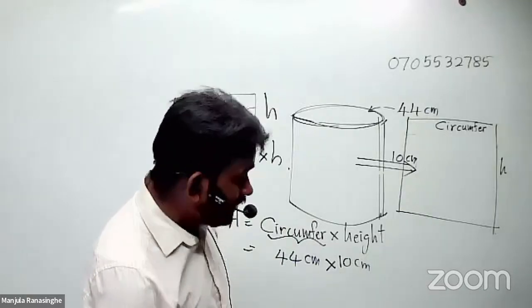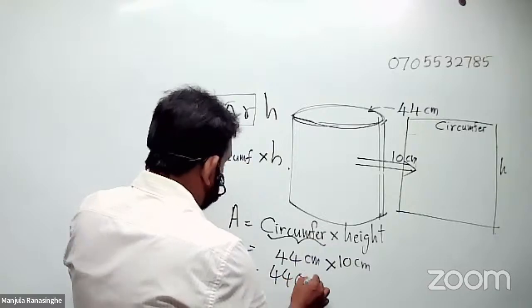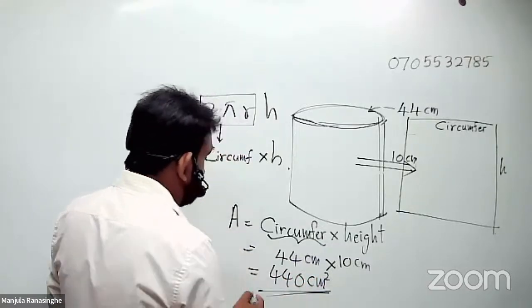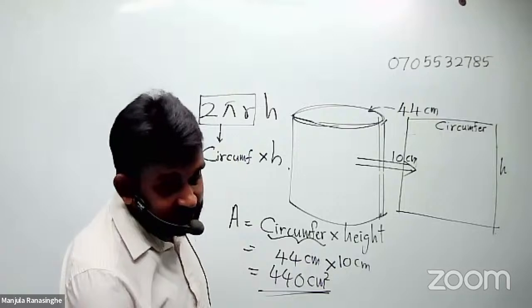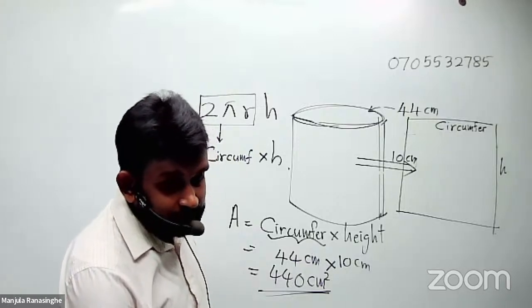Right, question number 20, just answer 44 into 10, that gives you 440 square centimeter. 440 square centimeter. Now we are moving to question number 21.